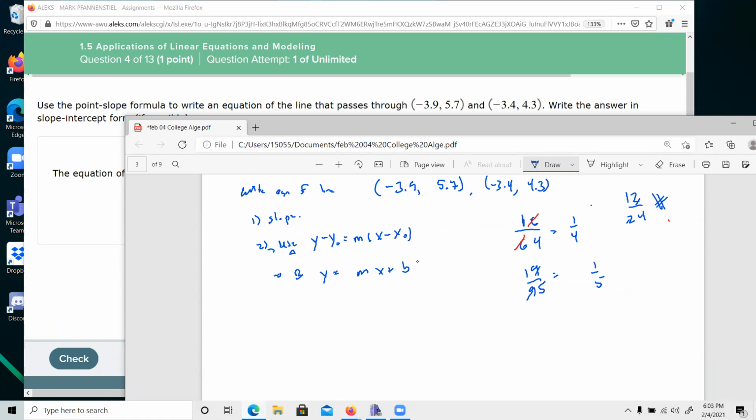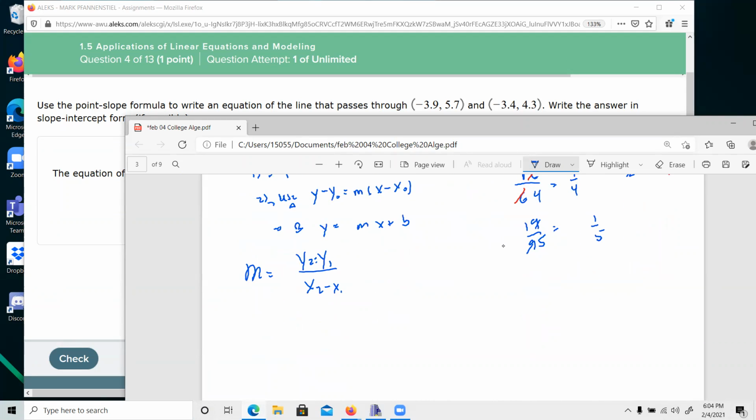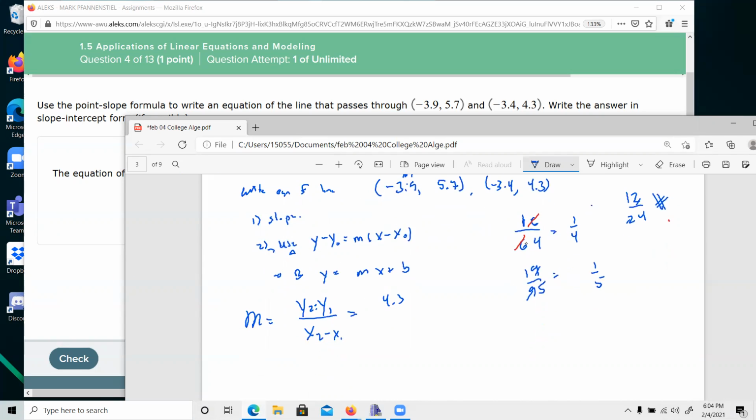All right. So finding the slope, m, is equal to the change in y's over the change in x's. That's just a formula that you get to carry around with you for the rest of your life. So we have our x's and our y's. And it doesn't really matter which one you call point 1, which one you call point 2. It really doesn't. So we're going to say this is going to be 4.3 minus 5.7.